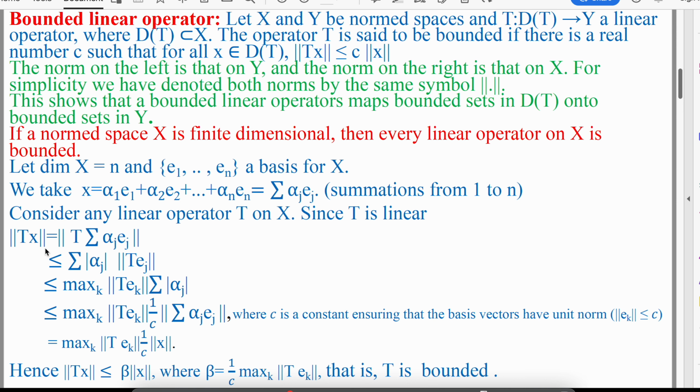It means this norm Tx is less than or equal to beta times norm x, if we substitute this term to be beta. So beta I have taken to be 1 upon c times the maximum over k of norm of T ek, and it shows that T is bounded.